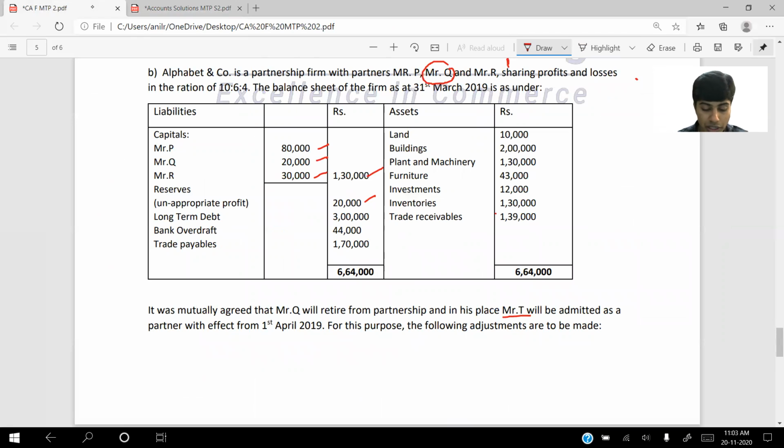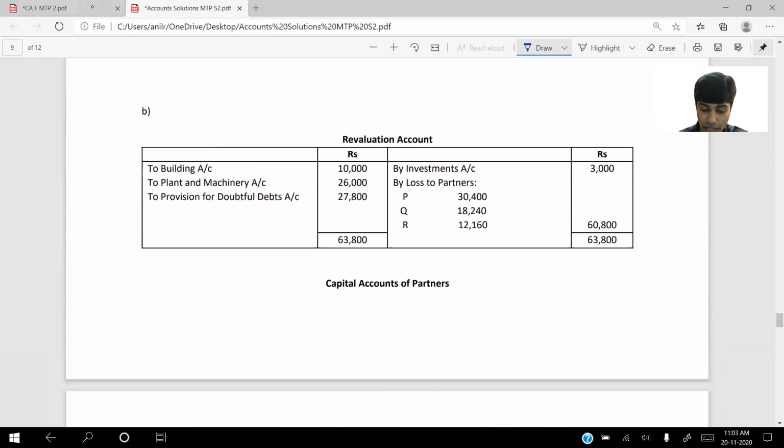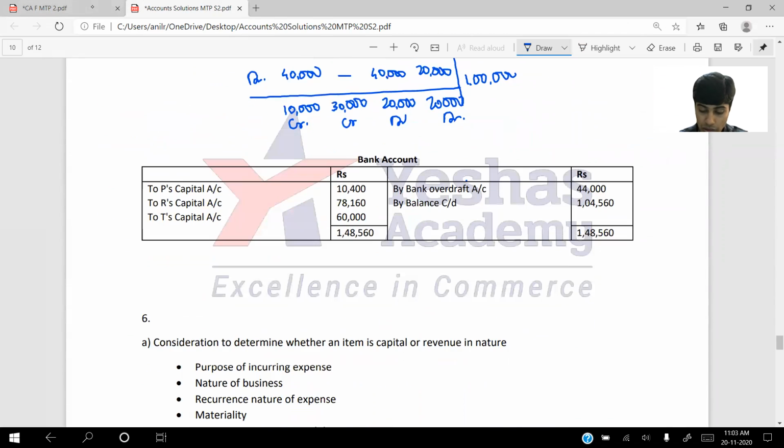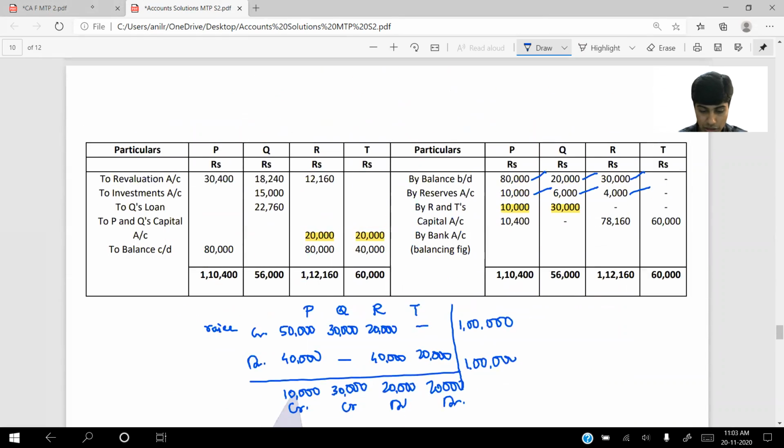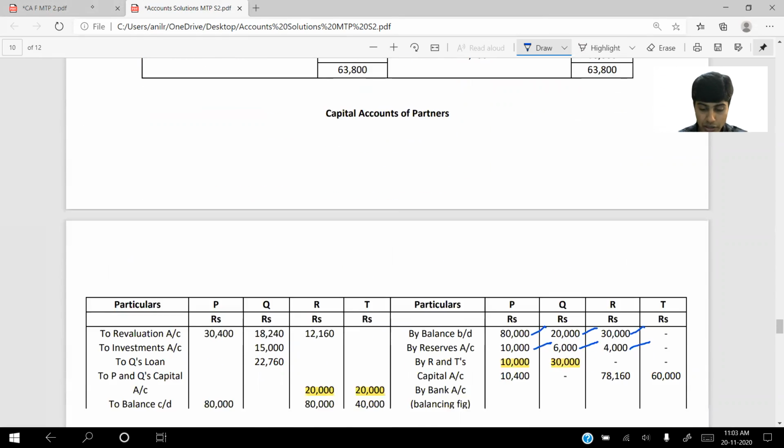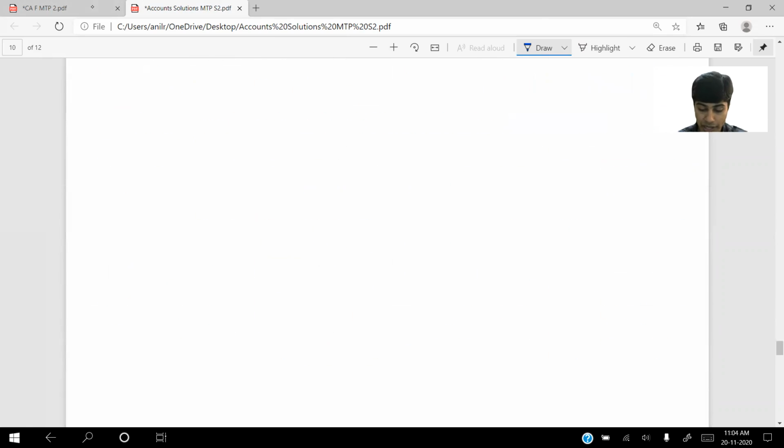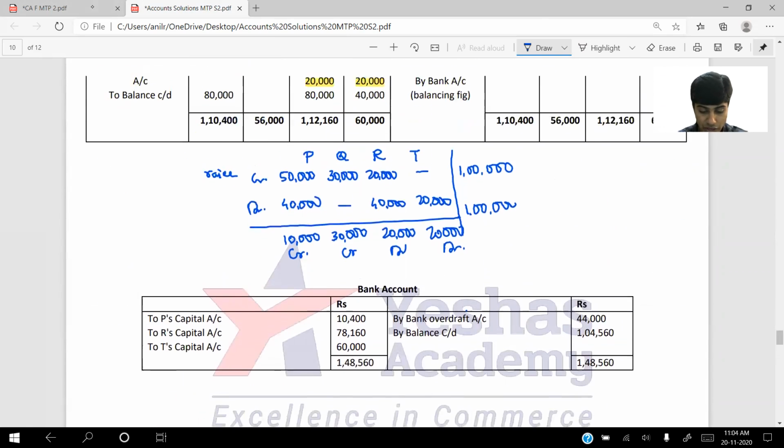Next, we have long-term debt, 3 lakh. This will appear in our balance sheet. Oh, they have not prepared a balance sheet in this question. Not asked for a balance sheet, not prepared. So if you would have prepared a balance sheet, it would have appeared there.